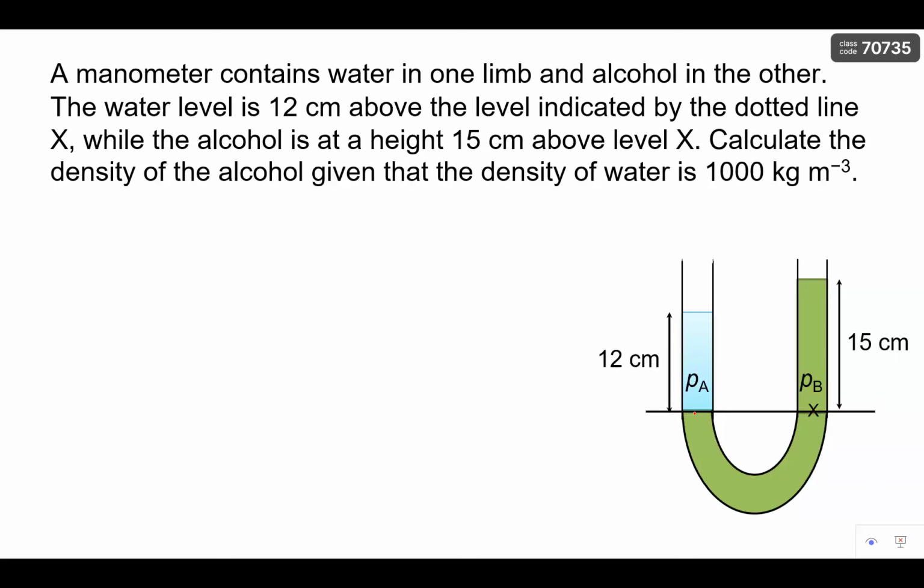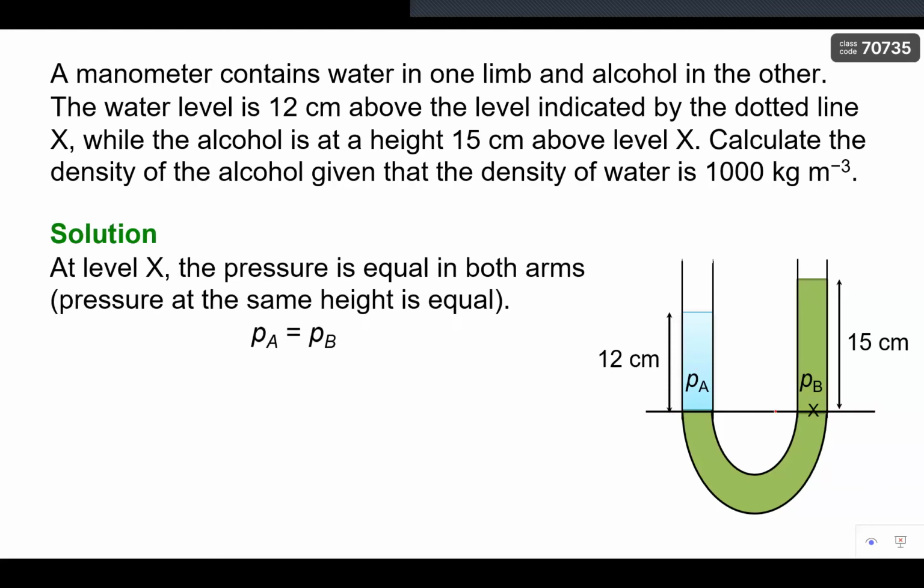Okay, so at the pressure, PA will be the same as PB. I'm going to write my first sentence: pressure at PA will be equal to PB. Pressure at PA will be equivalent to atmospheric plus 12 cm of water. Pressure at PB will be atmospheric plus 15 cm of alcohol.